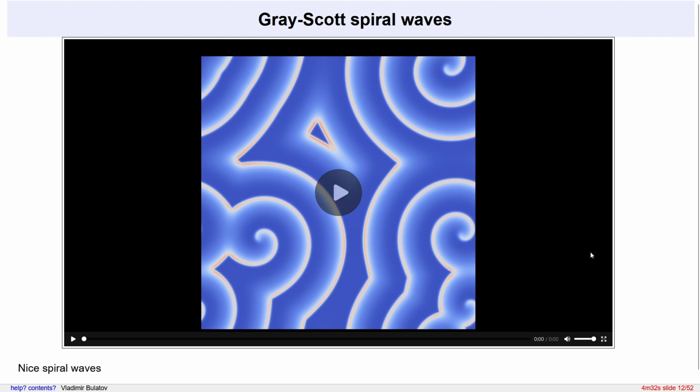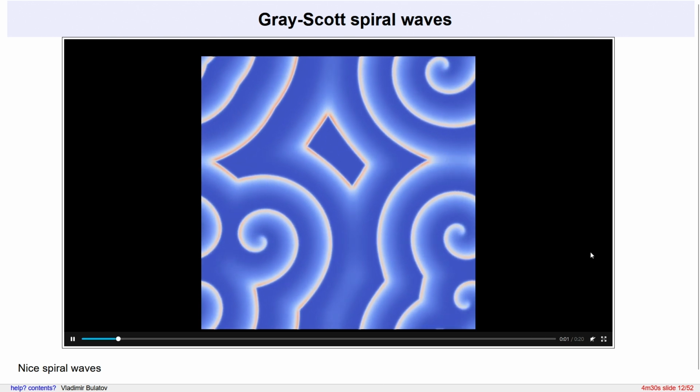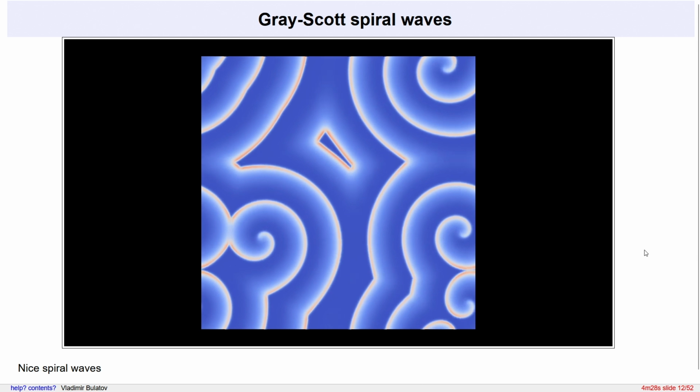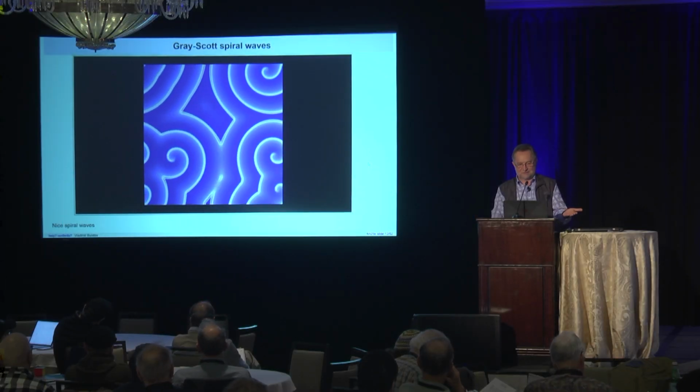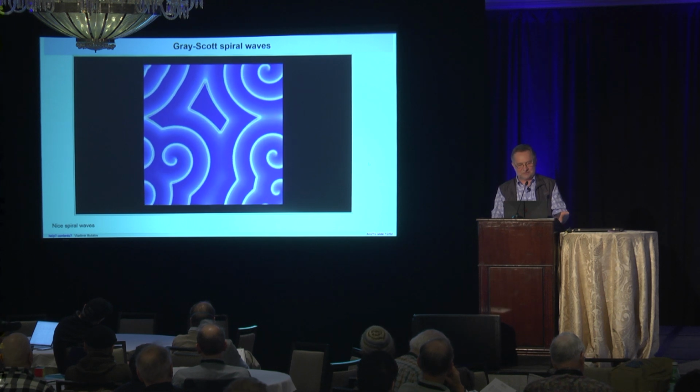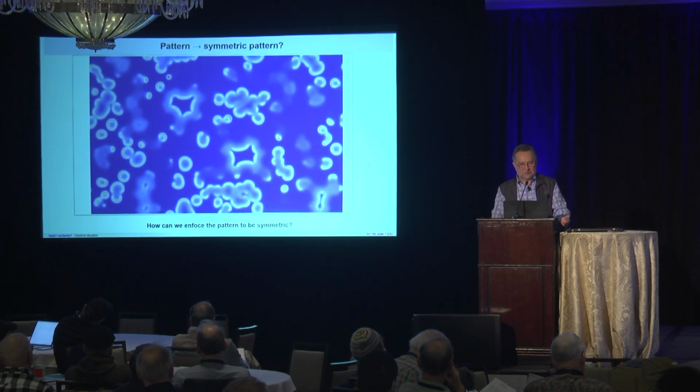And here are very nice spiral waves. And it is all the same chemical system, which is pretty easy to simulate, all these simulations. So how are we going, with arbitrary patterns we are getting from Gray-Scott reaction diffusion, to make them symmetrical?